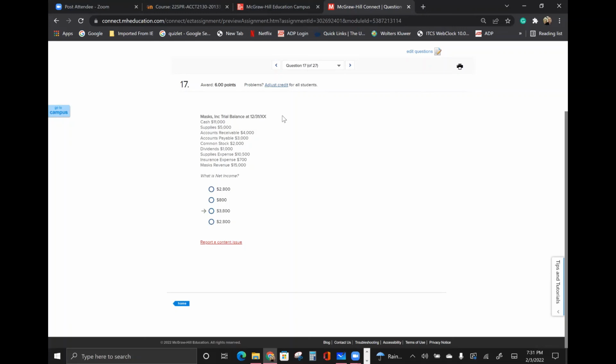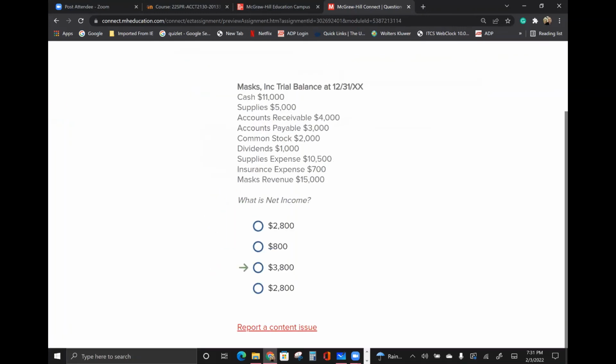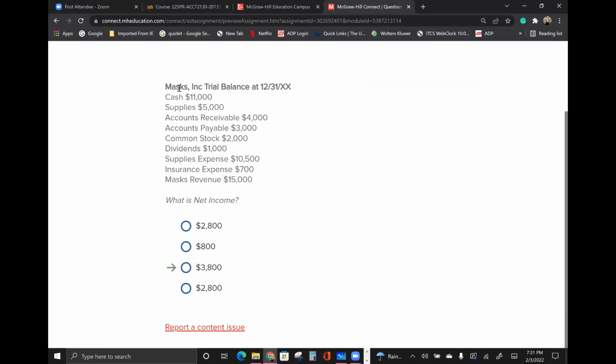Okay, so Mask Inc. trial balance. It's giving you a list of the trial balance, and it's asking you, what is the net income? Well, how do we calculate net income? Revenues minus expenses. So all you have to do is go through and look for your revenues. Is cash a revenue? No. Supplies? No. Accounts receivable? No. So you just go through and find them. Here's an expense, and here's my revenue. My revenue is 15,000, and then I deduct the 2 expense accounts, and that comes up with your net income.